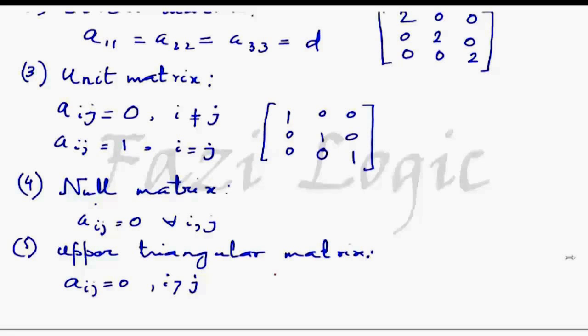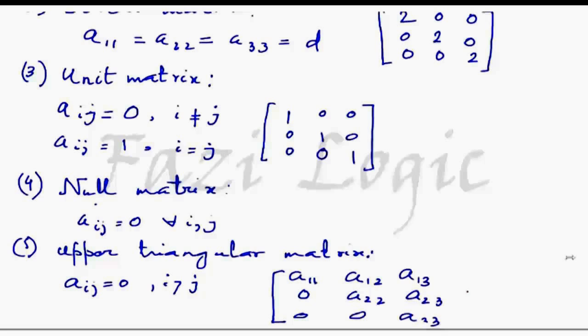For example, A11, A12, A13, 0, A22, A23, 0, 0, A33. Here you can see that these elements are 0. This is the leading diagonal and all the elements below the leading diagonal are 0. So this is the upper triangular matrix.